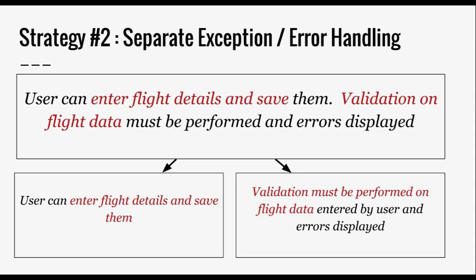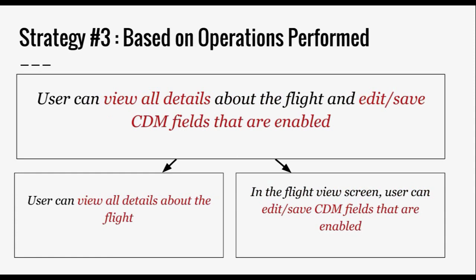For example, here I talk about a story where the user can enter flight details and save them, and validation, all the validation must be performed and errors displayed. It can be further split into I can enter flight details and save them, let's say with basic validation. And the second story can be the advanced validation, or the good to have validation can be in a separate story, which based on priority may be pushed later. This is strategy number 2.